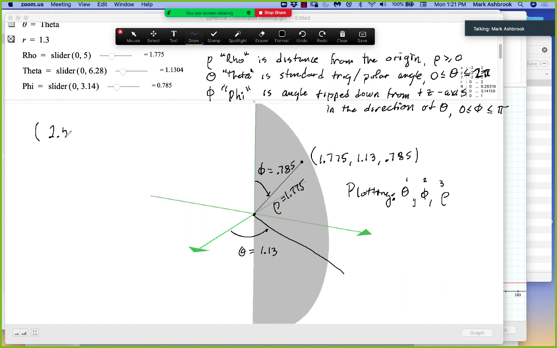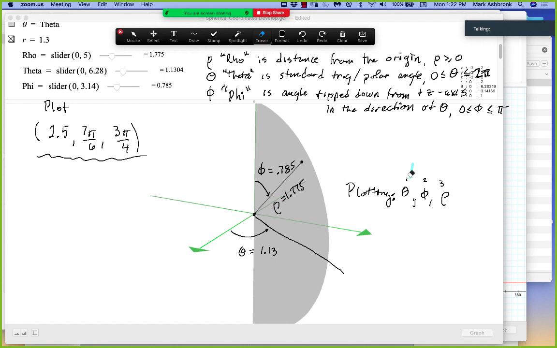So how about the point 2.5, 7 pi over 6, 3 pi over 4. Could you plot this point in spherical coordinates? Could you find where that is? Give it a shot while I do a little erasing. Could you plot that point in R3, if those are spherical coordinates?